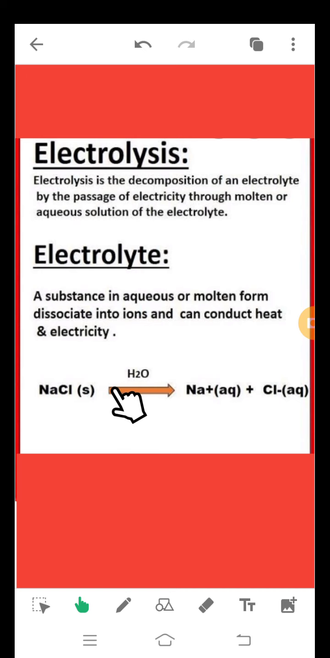For example, when we pass electric current through sodium chloride solution, sodium chloride, when it is dissolved in water and we pass electric current through this solution, dissociates into sodium and chlorine, where sodium is cation and chlorine is anion, and they both will collect near the opposite charged electrodes. That means sodium will collect near the cathode and chlorine will collect near the anode.